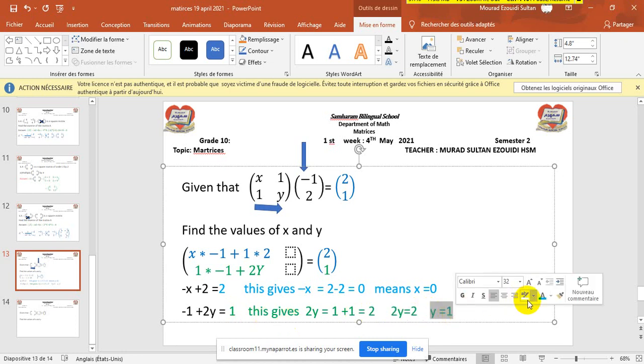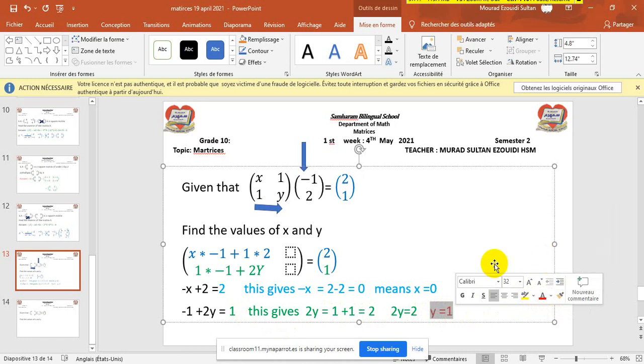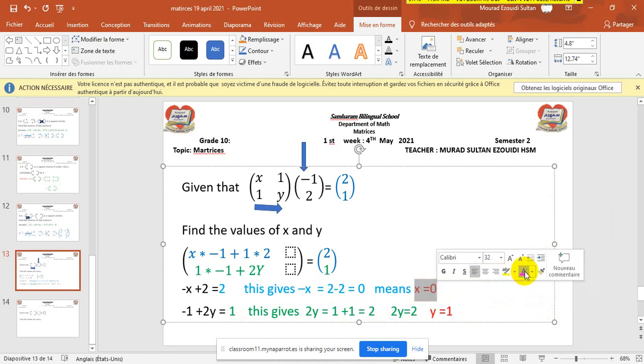So x equals 0 is the final answer, and y equals 1 is the final answer.